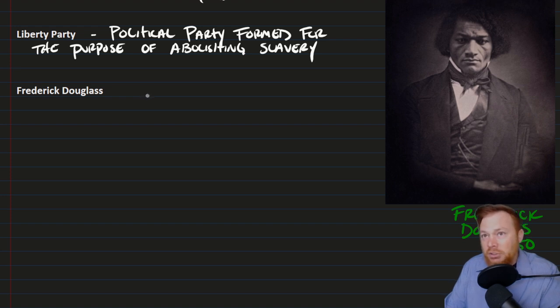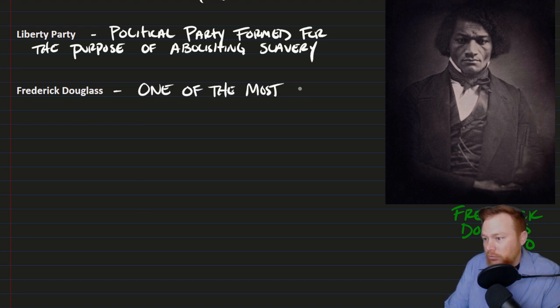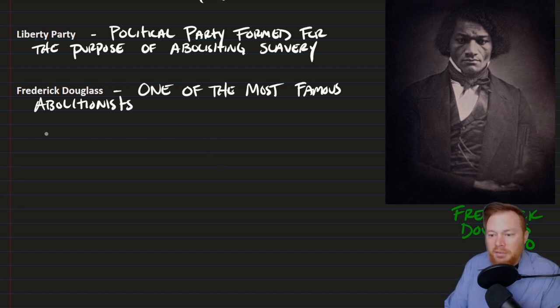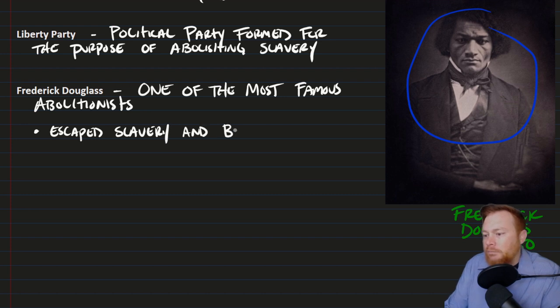Now, of all of the abolitionists in the United States, perhaps the most recognizable one is Frederick Douglass. So, along with Garrison, Douglass is one of the most famous abolitionists. Douglass was different than Garrison because Douglass could speak about slavery personally. Douglass had escaped slavery and became an abolitionist.